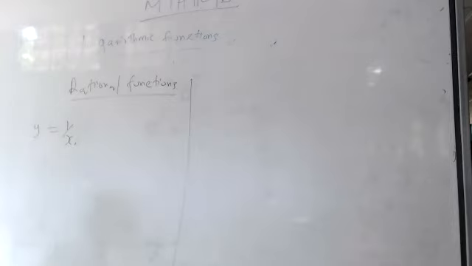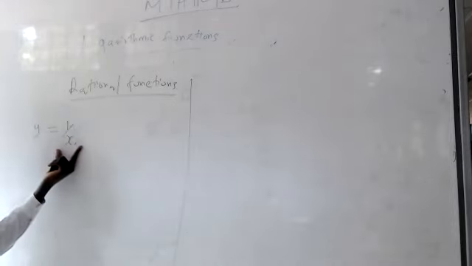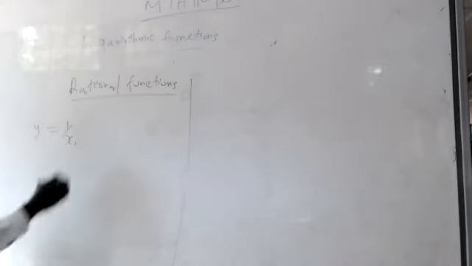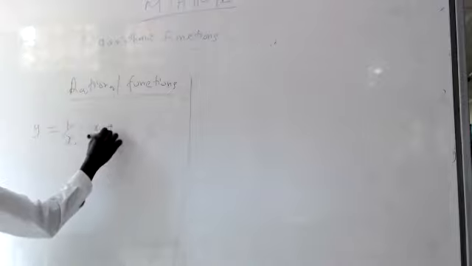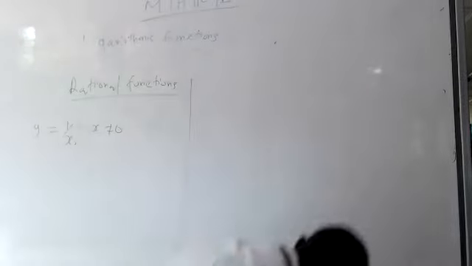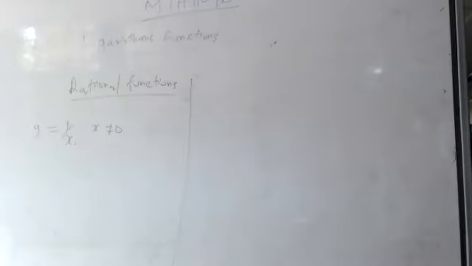This is an example of a rational function. 1 is a constant polynomial, x is a linear polynomial. Of course, here, you don't want x to be 0. What happens at 0 for this function? You cannot divide a number by 0.